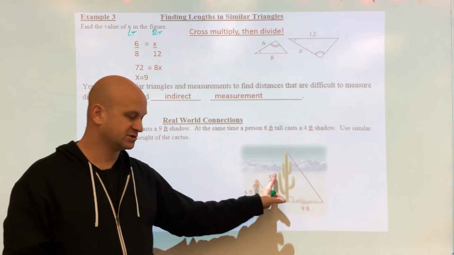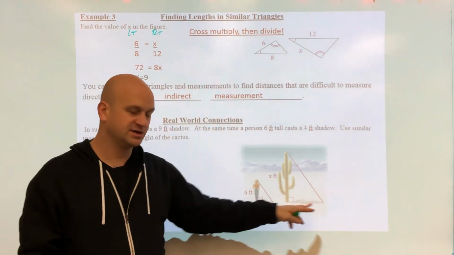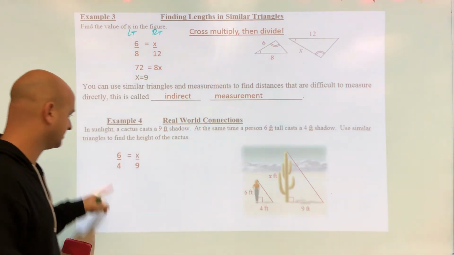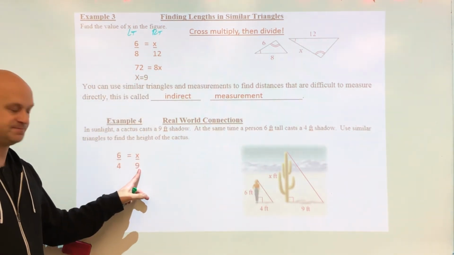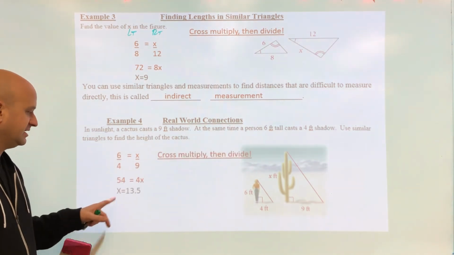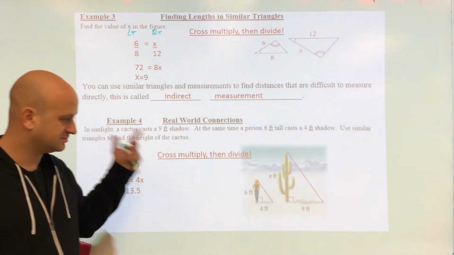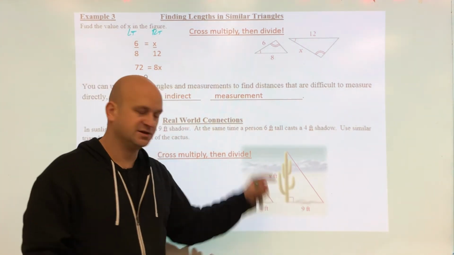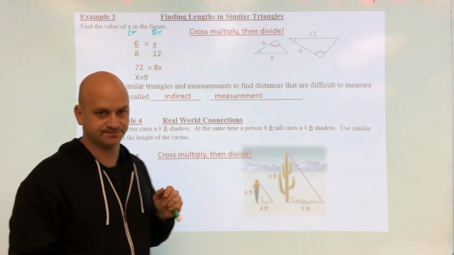So 6 is going to go with x, because they're both the vertical dimension of the shape. 4 and 9 are the shadows, so those are going to go together. So 6 will partner with x, 4 is going to go with 9. We cross multiply and divide, and we get that the cactus height is 13.5 feet. That would make sense because if we needed to measure 13.5 feet, we would need a pretty tall ladder to do that.